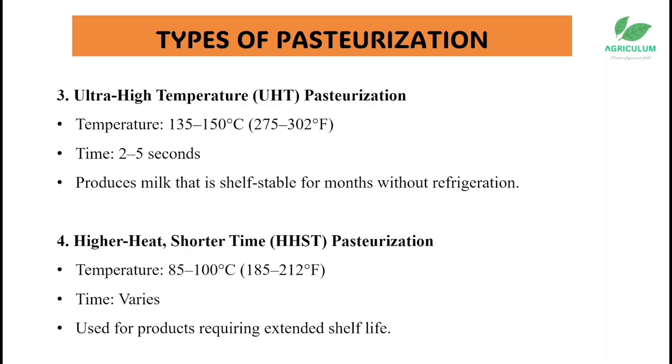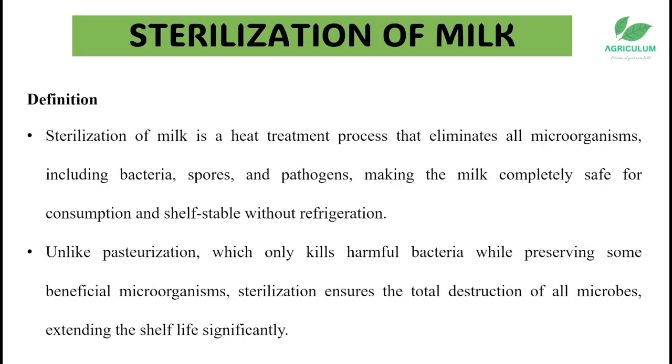Lastly, we have higher heat, shorter time pasteurization. What happens is the temperature is 85 to 100 degrees Celsius. Time varies, but it is not used extensively and its primary use is when we want to extend the shelf life of the product, but it is not commonly used. Next is sterilization of milk.